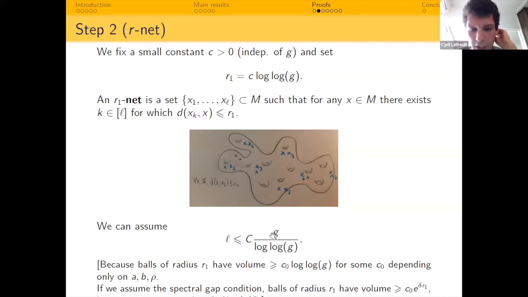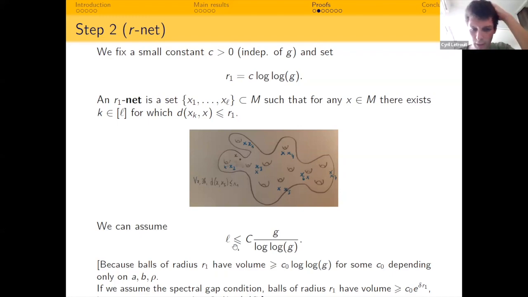Of course, G is somehow the area of the surface, and log G is because this is the parameter we took. You should imagine R1 is also something large, because G is going to infinity, but it's much smaller than the typical diameter of the surface, which is constant times log G for a typical surface. I won't say what it means exactly, but it's large.